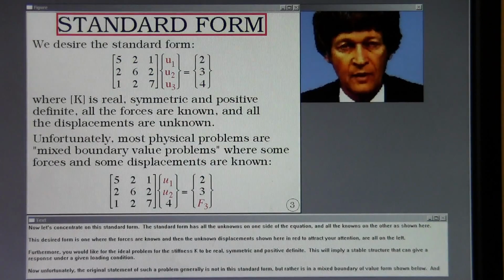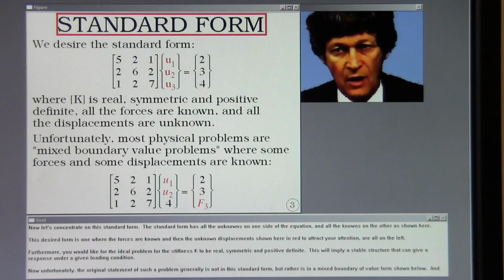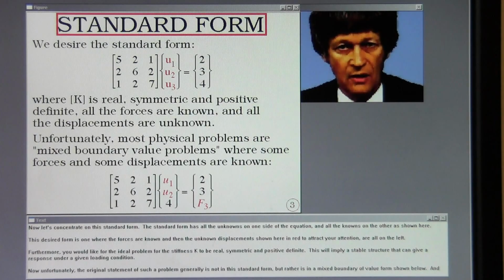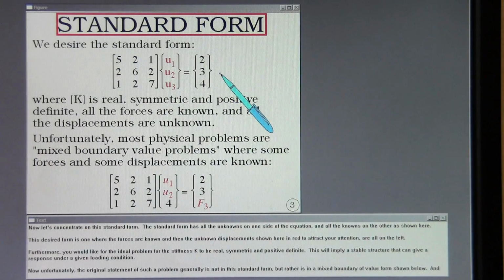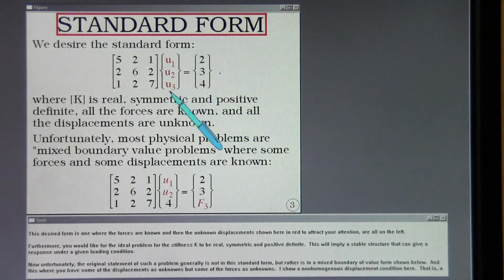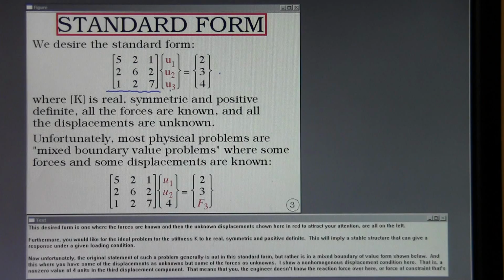Now let's concentrate on this standard form. The standard form has all the unknowns on one side of the equation and all the knowns on the other, as shown here. This desired form is one where the forces are known and then the unknown displacements, shown here in red to attract your attention, are all on the left. Now, furthermore, you would like for the ideal problem for the stiffness K to be real, symmetric, and positive definite. This will imply a stable structure that can give a response under a given loading condition.